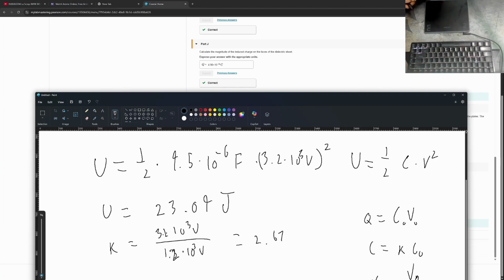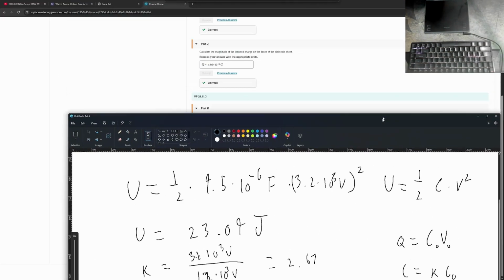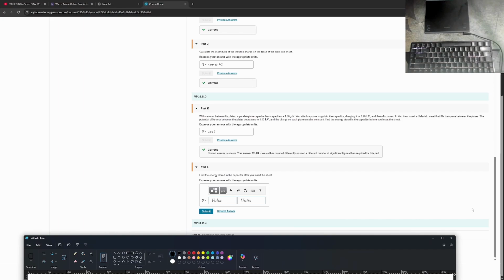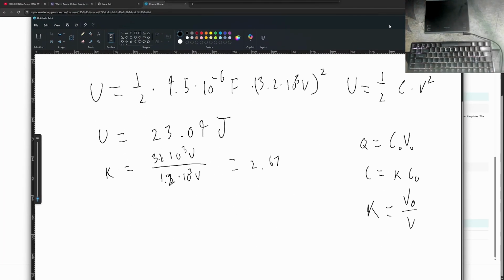And then once we have that, we can plug in our values, with the capacitance of 4.5. So we can solve for our capacitance now. We can use the capacitance formula that we had earlier: capacitance is equal to our dielectric constant times our initial capacitance. So 0.67, and then we can write this as 4.5 times 10 to the power of negative 6 farads.